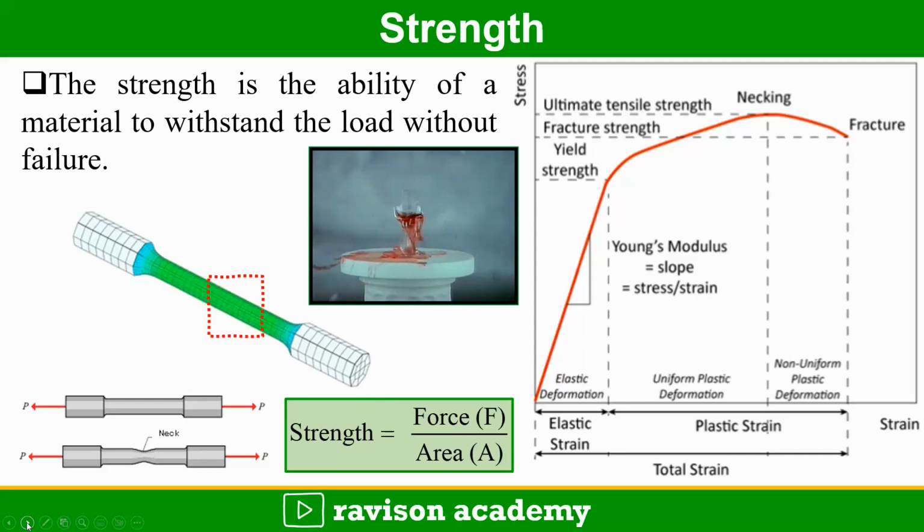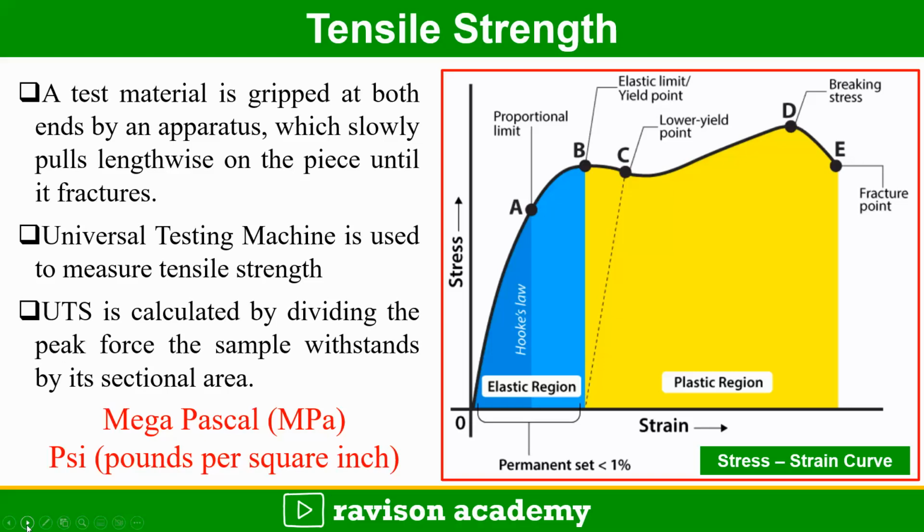So strength is defined as the force per unit area. So from the stress strain curve, the maximum point, that is the necking point, you can take it as the ultimate tensile strength. So the force recorded at this point is divided by the area of cross section of the specimen. It is given as strength. So the unit of strength is megapascal or pounds per square inch.